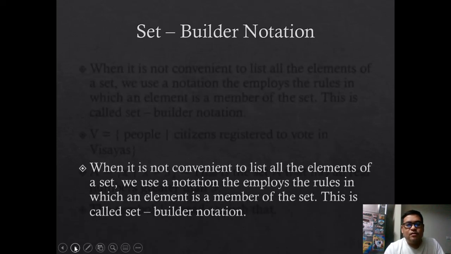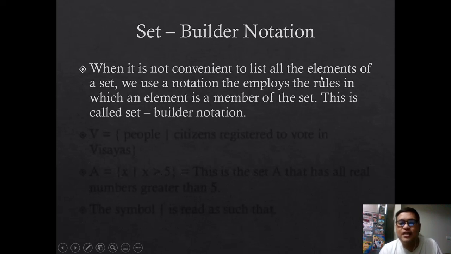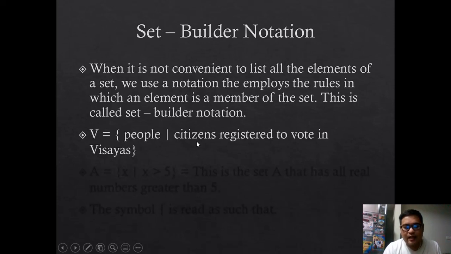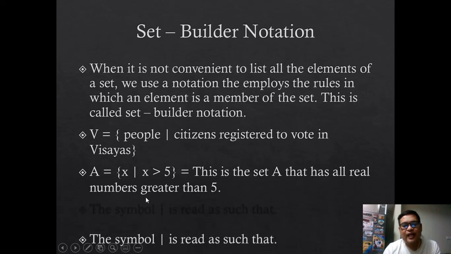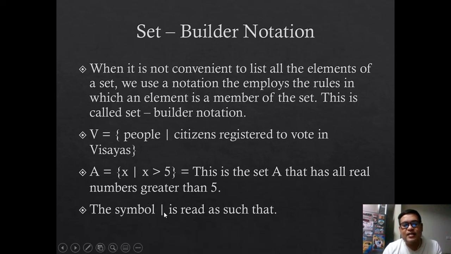Another one. When it is convenient to not list all the elements of a set, we use notation that employs the rule by which an element is a member of the set. This is called the set builder notation. So I am just generalizing everything. Example, B is a set of people such that they are citizens registered to vote in the Visayas. Another example of set builder notation: set A is a set of x such that x is greater than 5. And again, this symbol is read as "such that."